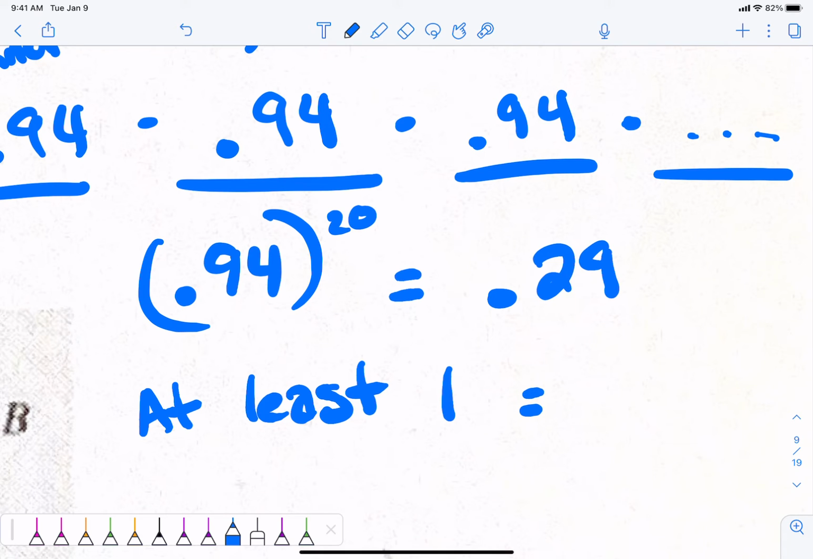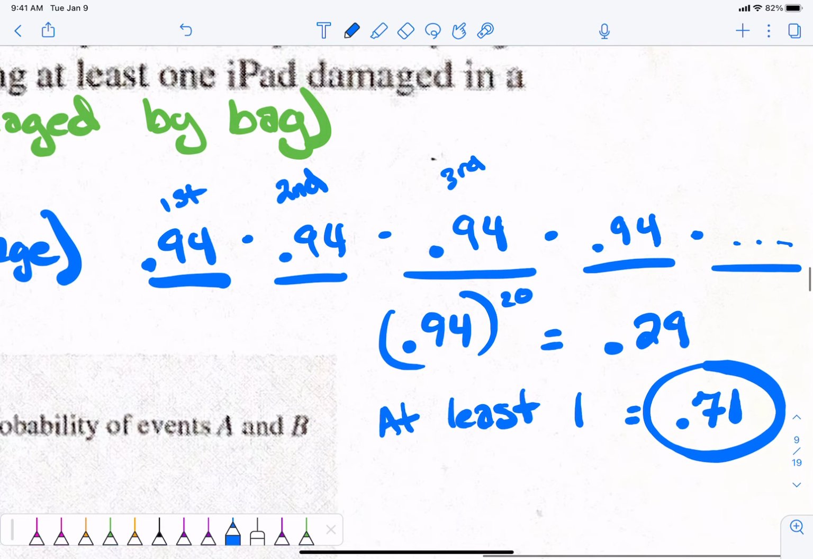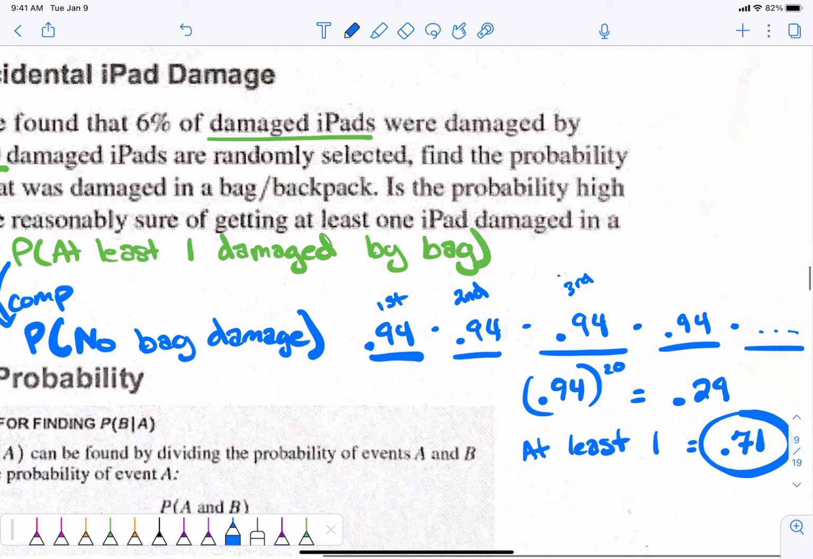would be 71%, or 0.71, okay? Do you see how that works? None of them damaged by a bag would be 0.94 times 0.94 times 0.94, 20 times, or 0.94 to the 20th power. Confusing, kind of, right? But then you subtract. The opposite of that would be 71. I have a 71% chance that at least one out of the 20 is going to be damaged by a bag. Which makes sense, I guess, right?